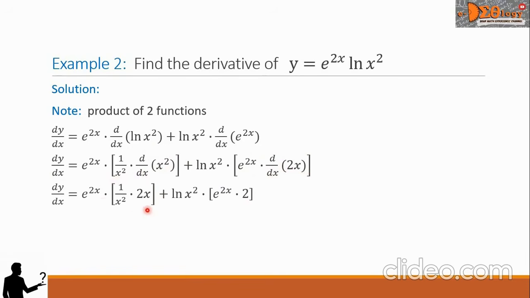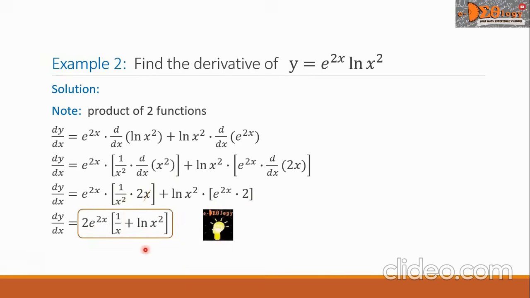Now look at this portion of the first group. We can see that x can be cancelled with 1 x of the denominator here. Here we go. And then, in the two big groups here, we can observe that there is a common factor among them. And the common factor is the 2 times e raised to 2x. Factoring the common, we have 2e raised to 2x times the quantity 1 over x plus ln of x squared. This is our final answer.